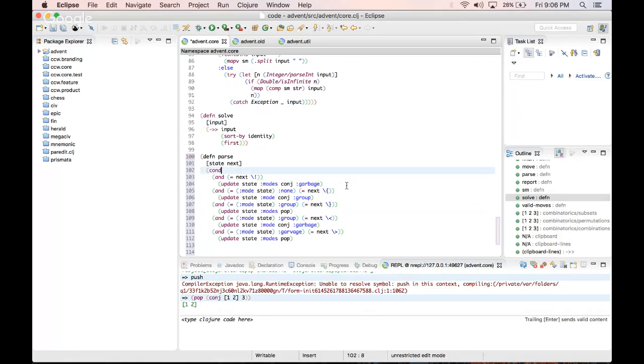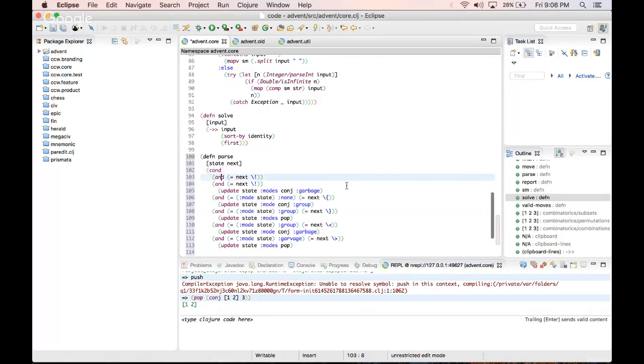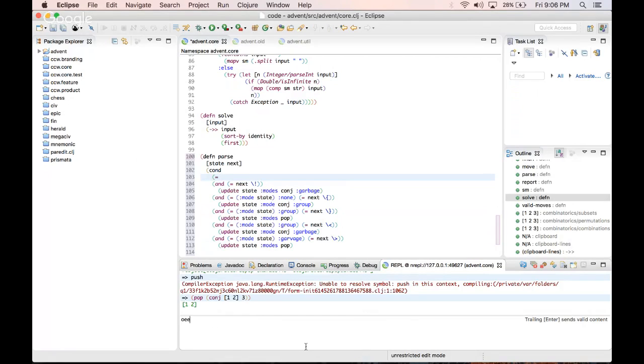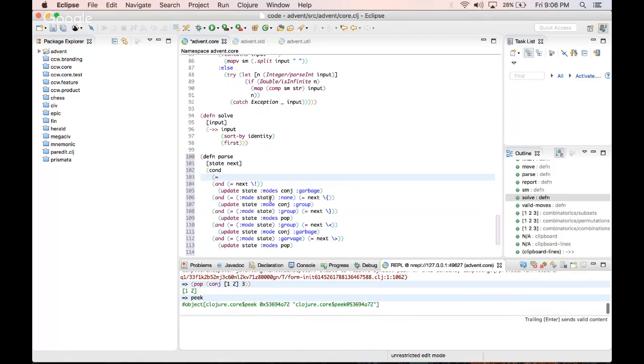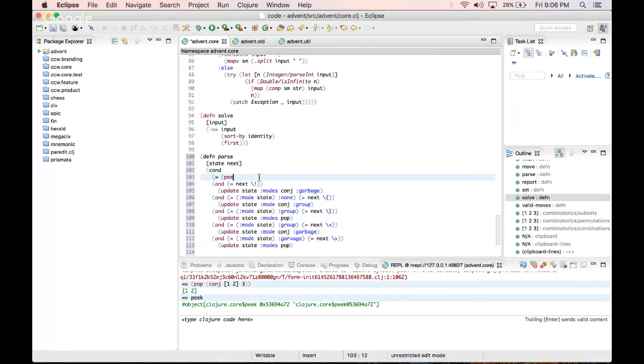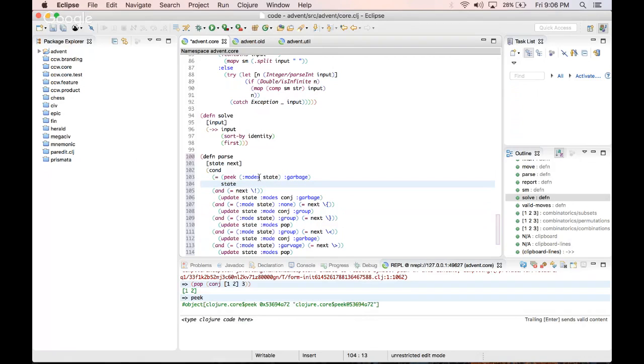And then the first thing that we want to check for in cond is whether there is a peek. I think there's a peek. Yeah. Equals the peek of modes state garbage. Then we really just want to update state modes pop. Get out of garbage mode. Okay.